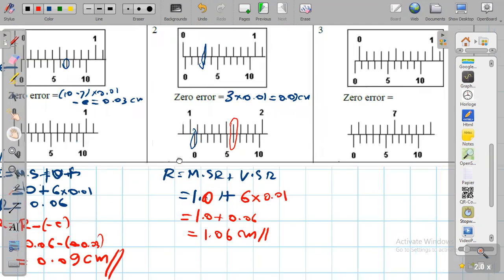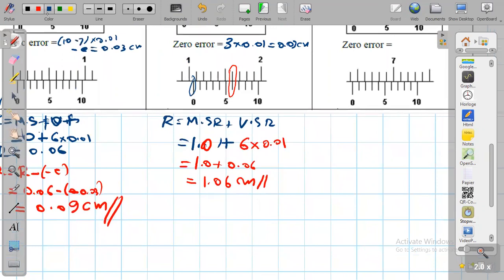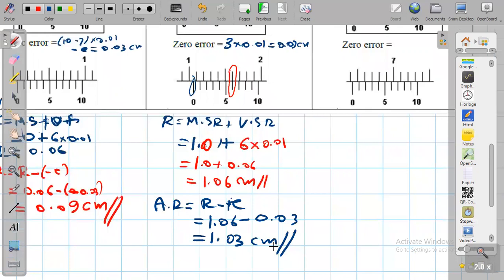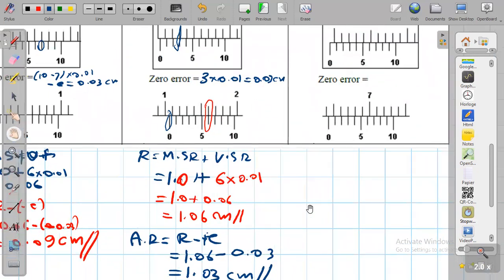And there is a positive error here. Positive error, and how to get the actual reading? Actual reading equals to reading minus error. That's the positive error. Reading minus error. Reading is 1.06 minus 0.03. So my reading is going to be 1.03 centimeter. That's it. I hope that you guys got the answer on this one.